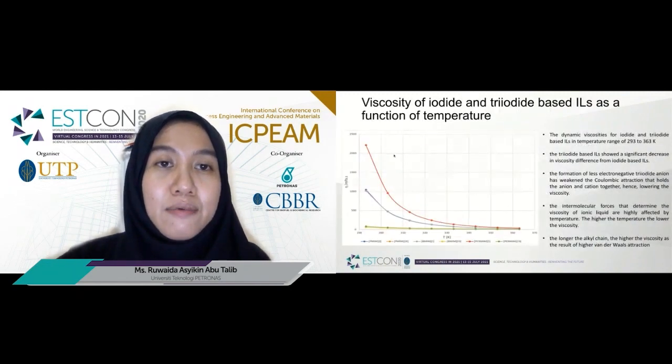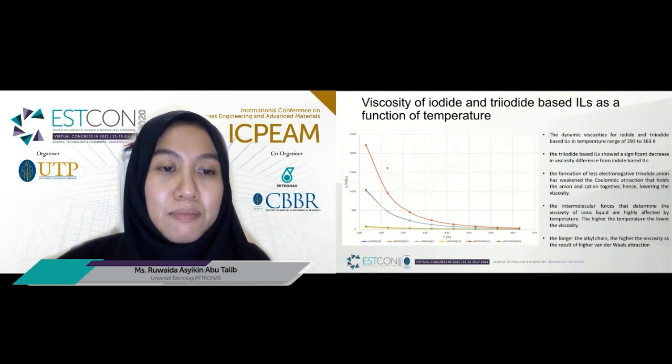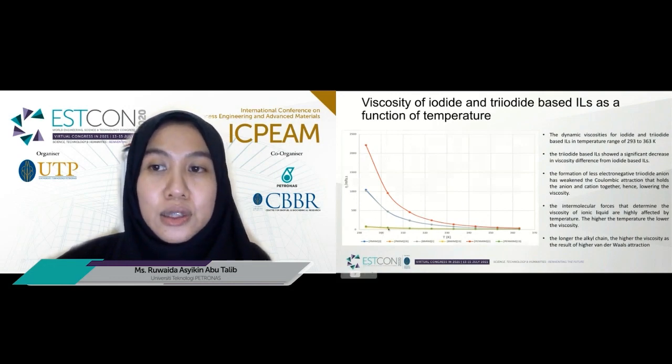This is the graph of viscosity of iodide and triiodide-based ionic liquids as a function of temperature, where the viscosity is measured in the range of 293 to 363 Kelvin. The triiodide-based ionic liquids showed a significant decrease in viscosity compared to iodide-based ionic liquids. The formation of the less electronegative triiodide anion has weakened the Coulombic attraction that holds the anion and cation together, hence lowering the viscosity.